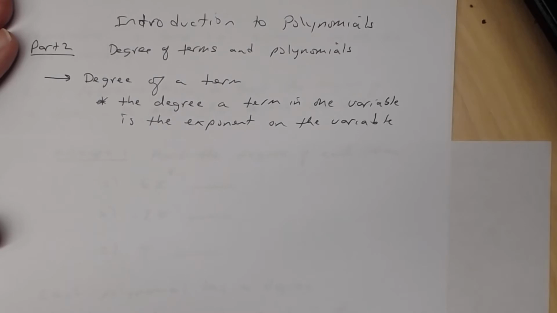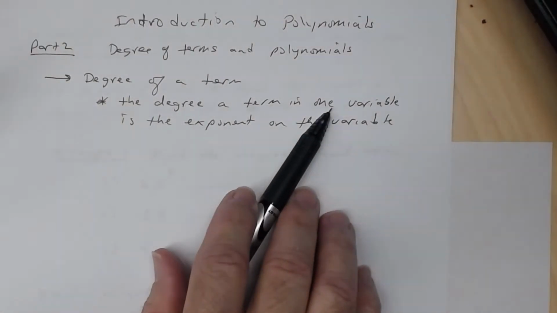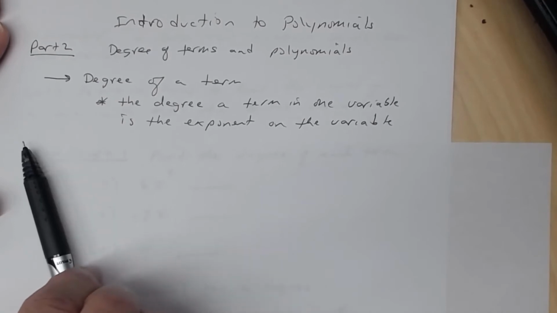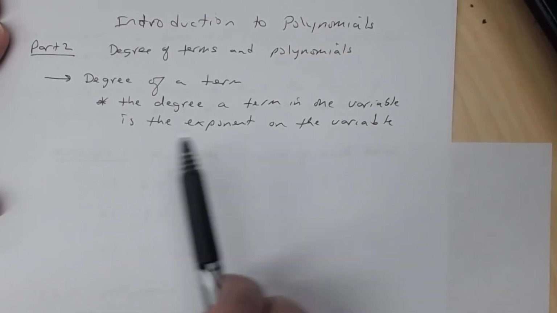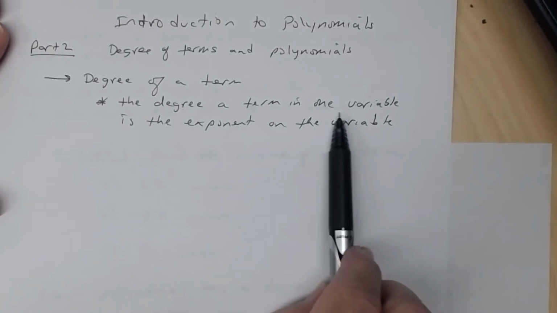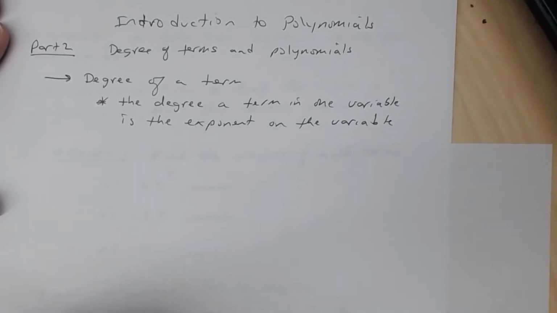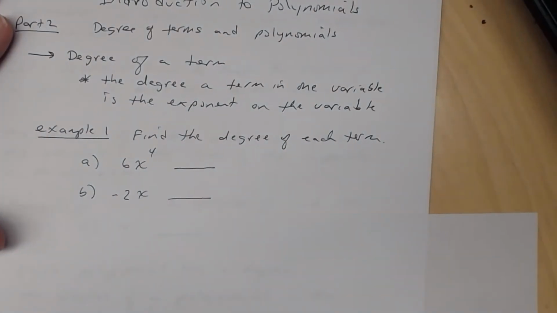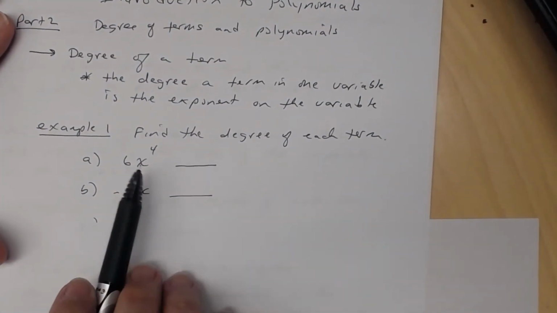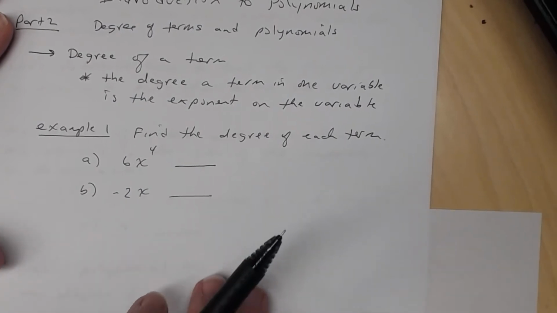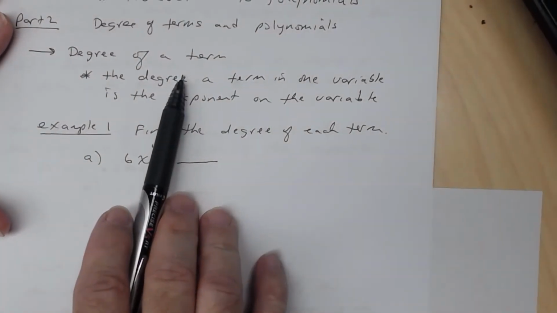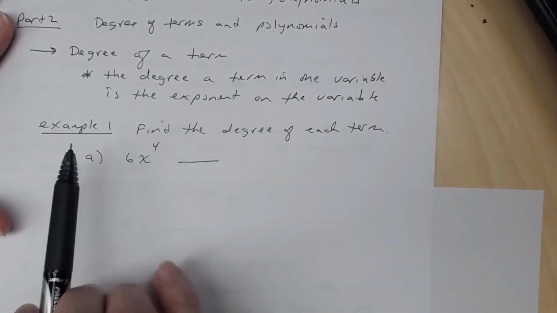So the degree of a term in one variable. Okay, so in our first part, we're going to talk about just a polynomial with a variable x. And so the degree of a term in one variable is the exponent on the variable. That's all it is. It's just whatever the exponent is. Okay, so for example, let's find the degree of each term. And so notice that there's just one variable. Okay, so based on the definition, the degree of a term is just the exponent on the variable.